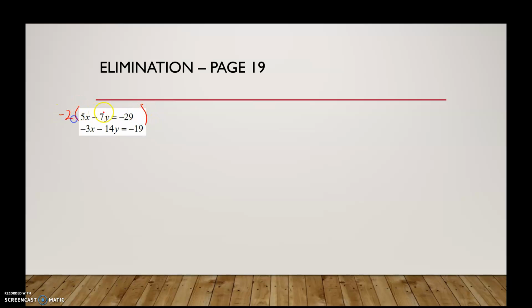So I'm going to do a negative 2 multiplied to the top equation. And this gives me negative 10x plus 14y equals positive 58. The bottom equation I did not change. And so we can see we had opposite signs on our y's. We wanted this because we can add this straight up.